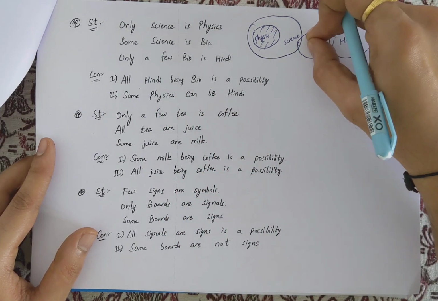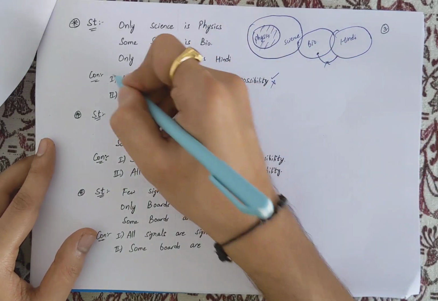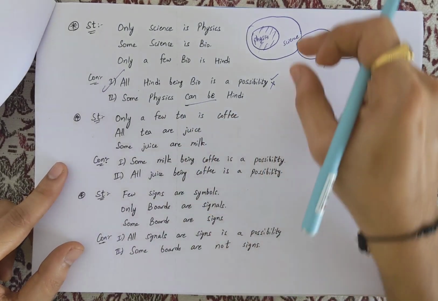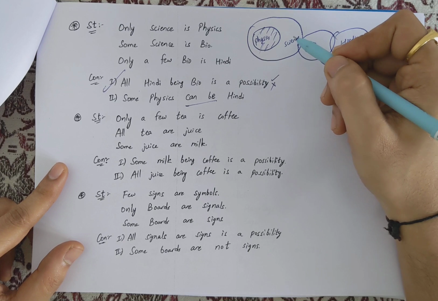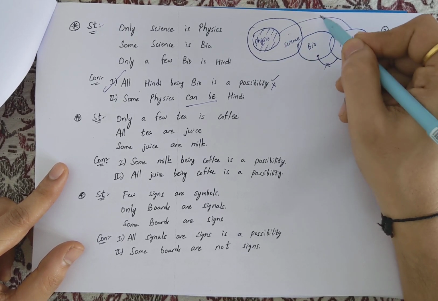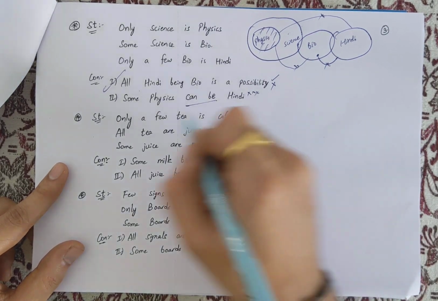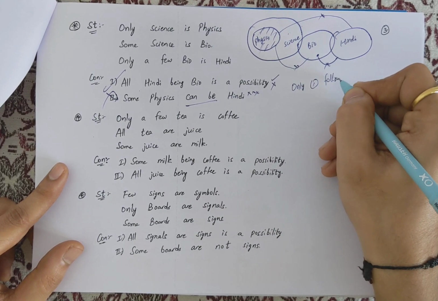All Hindi being bio is a possibility. It can move, some cannot move. So we can prove it as right, we can prove it as wrong. Hence this is right. Some physics can be Hindi. Only science is physics, so physics can have a relation only with science. No other relation is possible with physics. Hence we can prove it as only wrong. Hence this is wrong. The answer is only one follows.